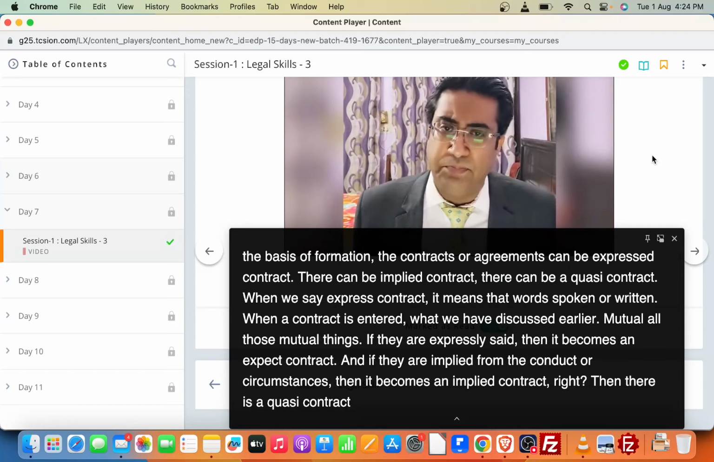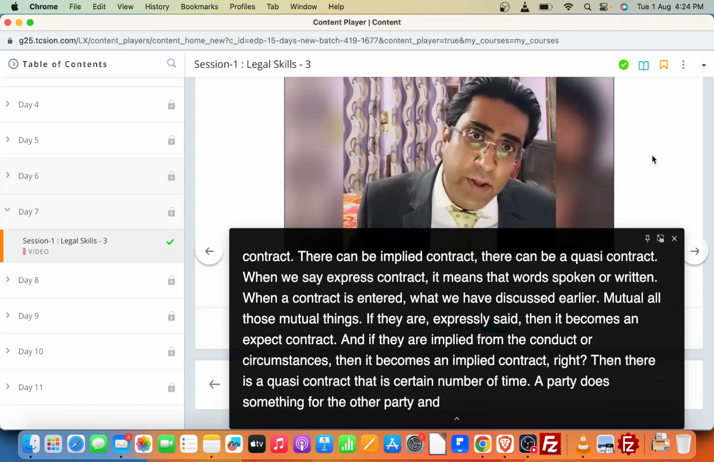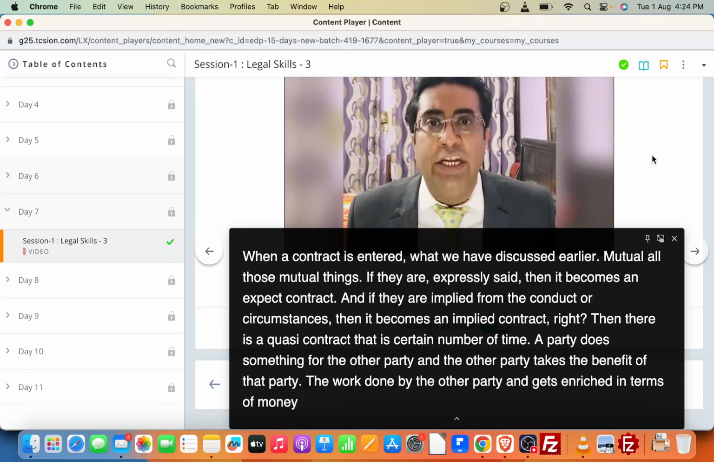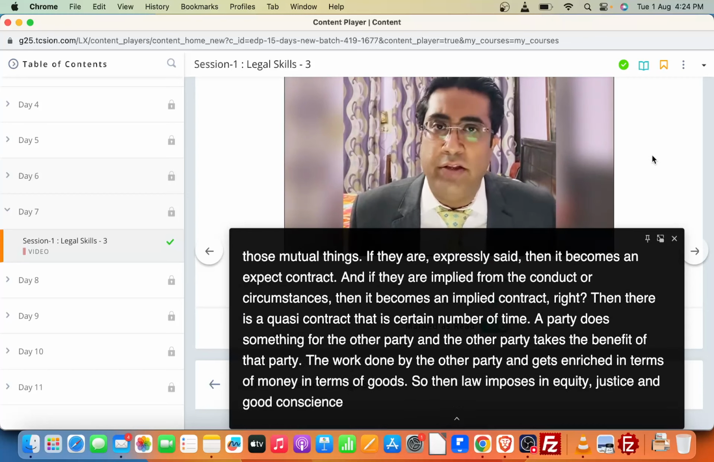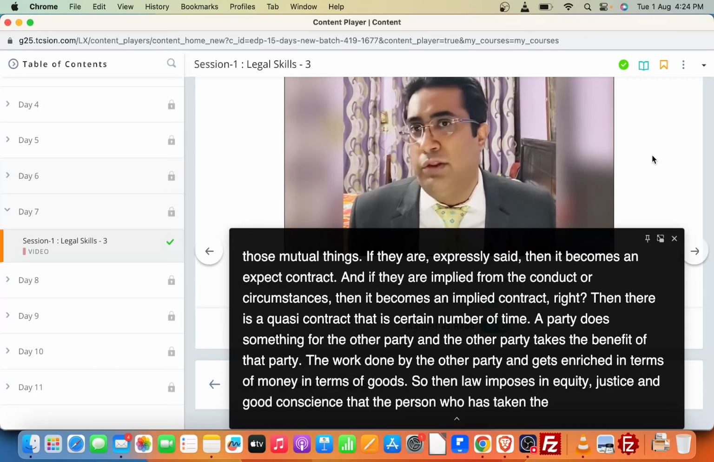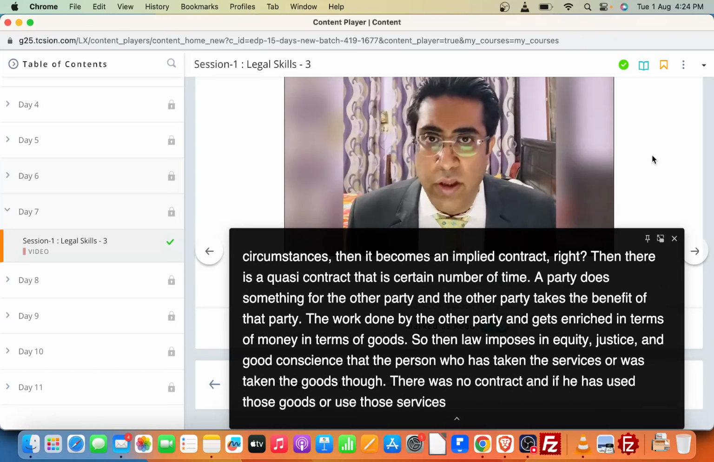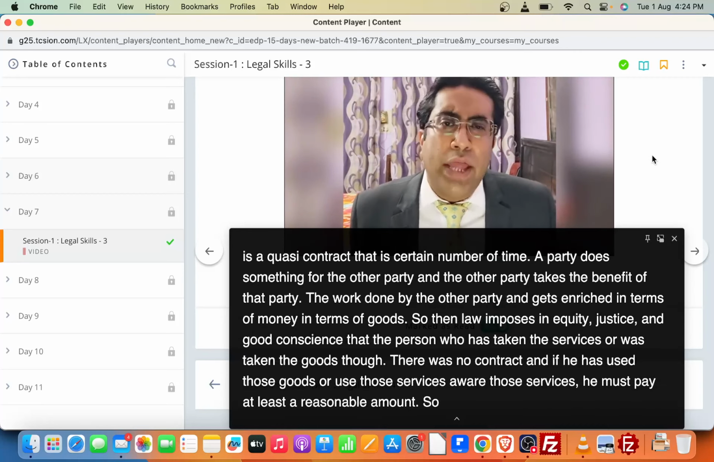Then there is a quasi contract. That is, a number of times a party does something for the other party, and the other party takes the benefit of the work done and gets enriched in terms of money or goods. Then law imposes, in equity, justice and good conscience, that the person who has taken the services or the goods, though there was no contract, and has used those goods or availed those services, must pay at least a reasonable amount. So that is a bone of contention.